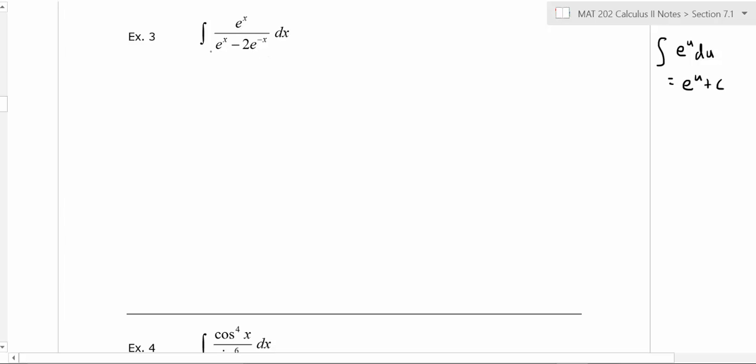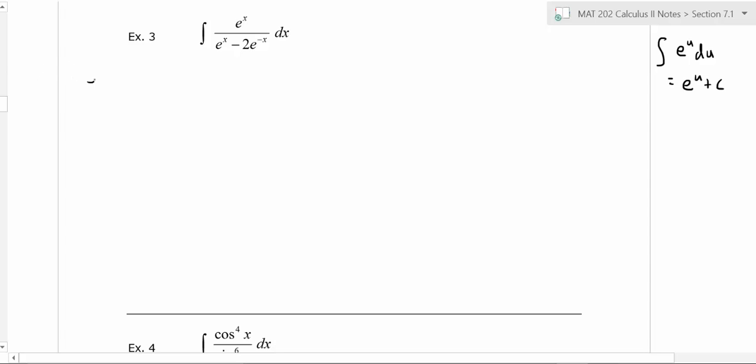One thought would be maybe you could let u be the whole denominator. You might try that. Or you might try to simplify. When I was working on this integral, I thought I ought to simplify before I do a u substitution, because you'll probably run into some problems if you just experiment directly with u substitution.